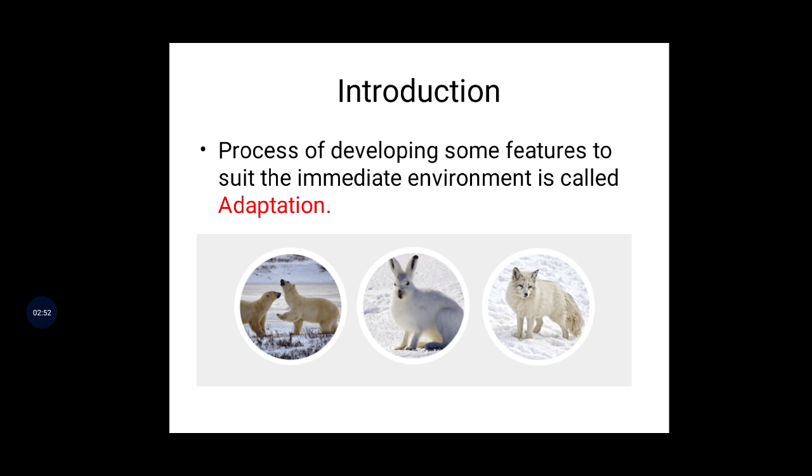Okay, children? See here. For example, in the polar regions there are bears, foxes, and different types of animals. According to their region, they try to adapt. They take care of their things. Correct or not? So that's the reason.